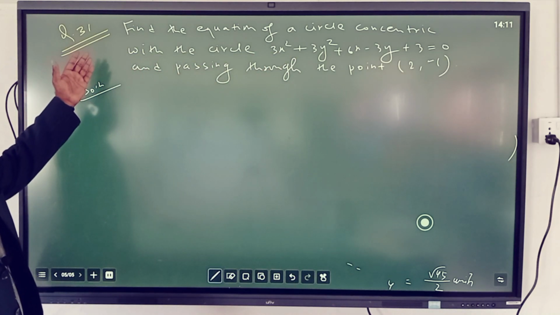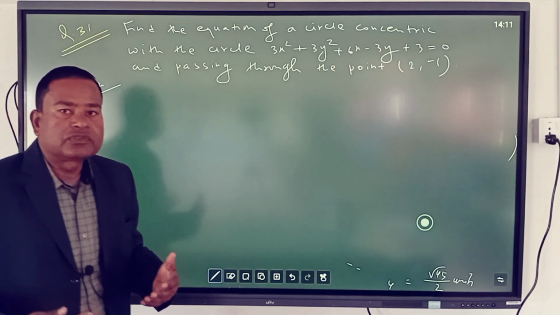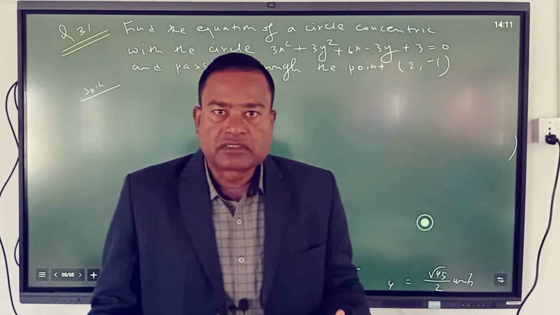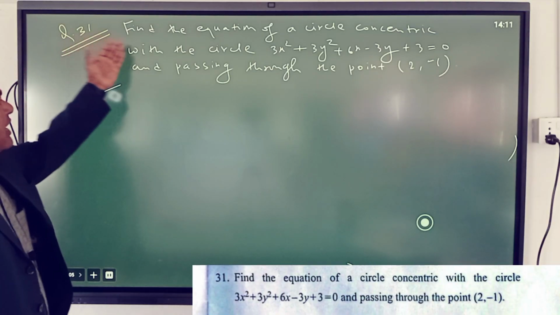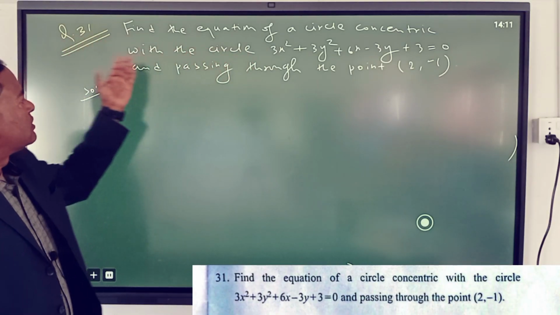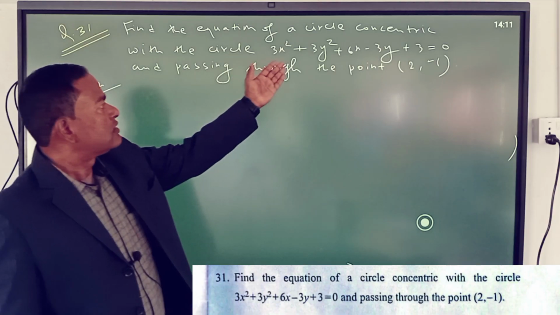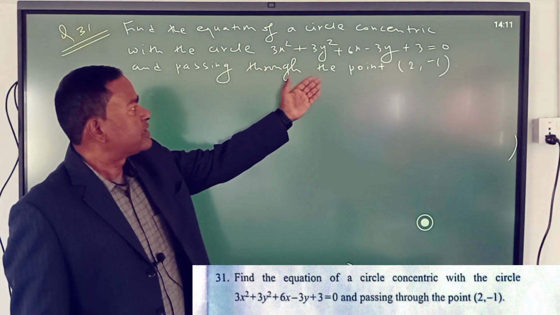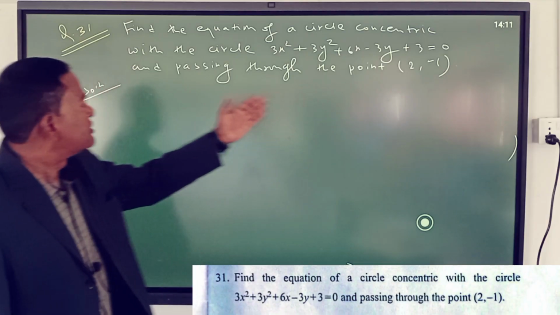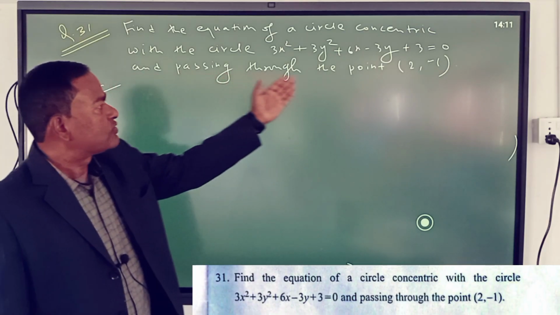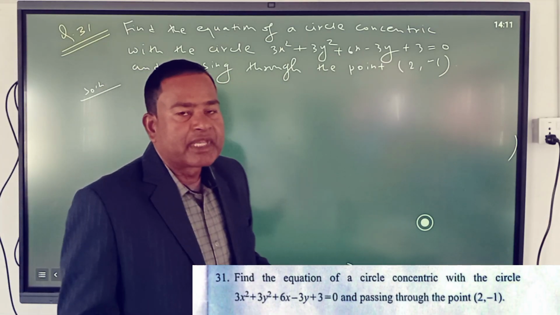Dear students, the question is related to concentric circle. So let's read out the question. Find the equation of a circle concentric with the circle 3x square plus 3y square plus 6x minus 3y plus 3 is equal to 0 and passing through the point 2 comma minus 1.